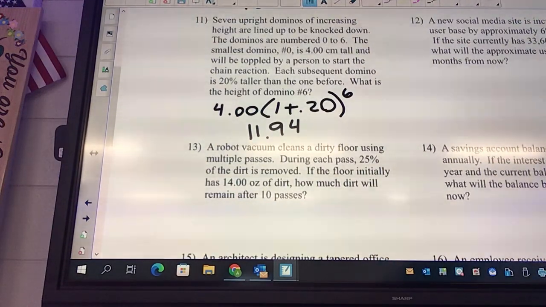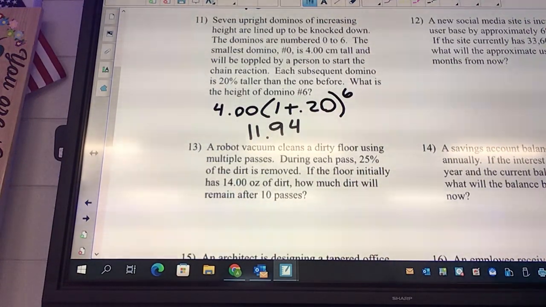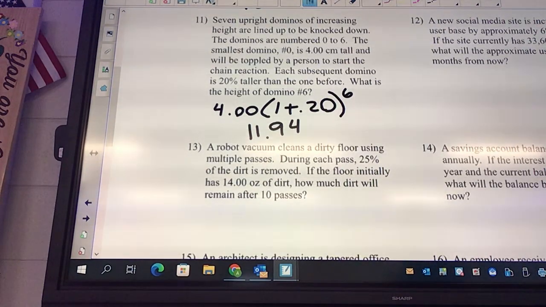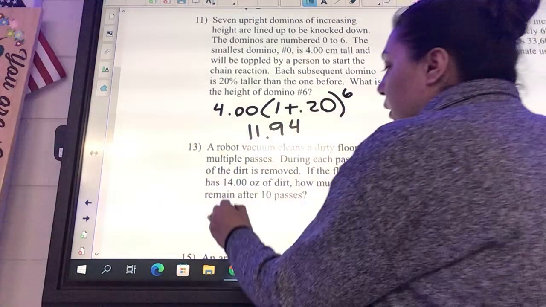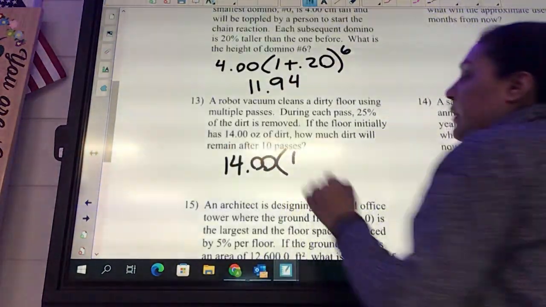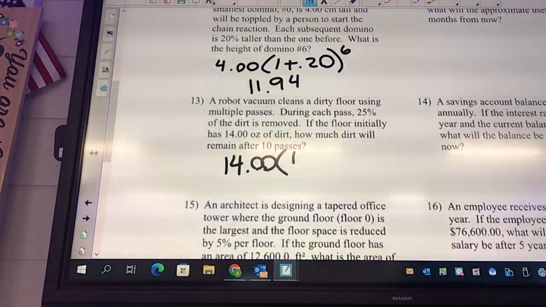Good. A robot vacuum cleans dirty floors using multiple passes. During each pass, 25% of the dirt is removed. If the floor initially has 14 ounces of dirt, how much dirt will remain after 10 passes? Okay, so how much are we starting with? 14. And then we got 1. Is it going to be plus or minus? Why minus? It's taking away the dirt.